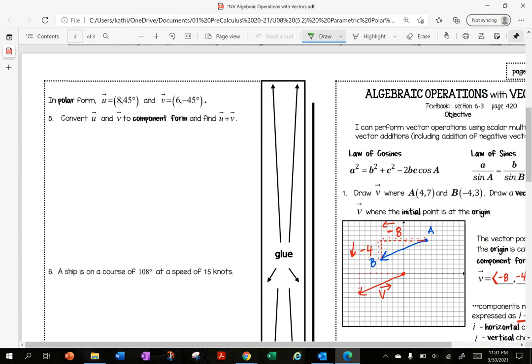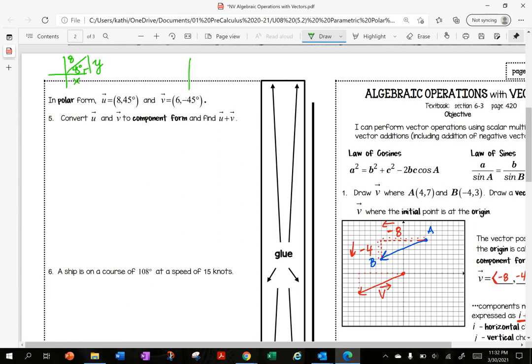Okay, so next, in polar form, I have vector u as 8 and 45 degrees, and vector v as 6 at -45 degrees. Convert u and v to component form, and then add. Okay, so if I want to draw a diagram to get an idea what's going on here, 45 degrees is in the first quadrant, and a radius of 8. Since it's 45 degrees, I know 45, 45, 90. So to find x and y here, and then v, let's draw v.